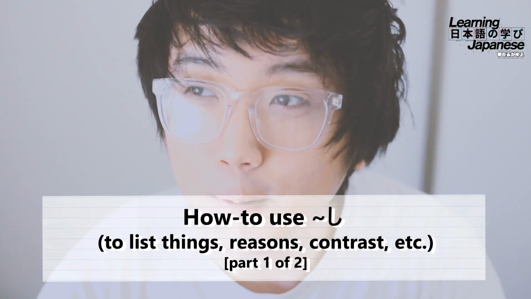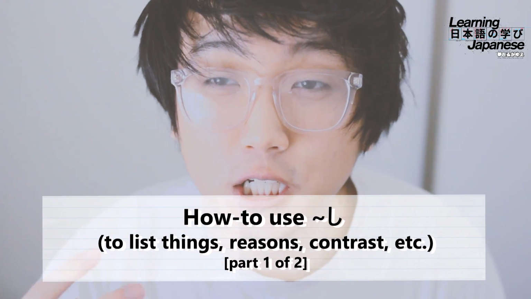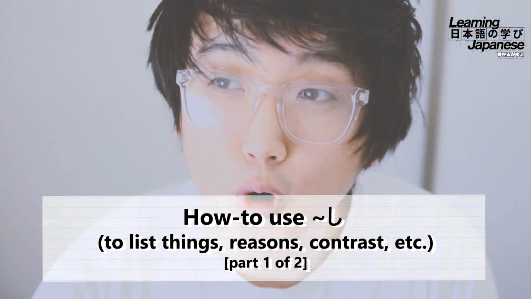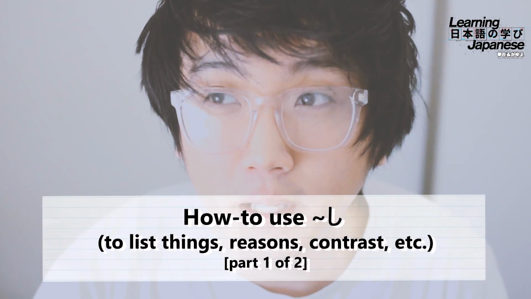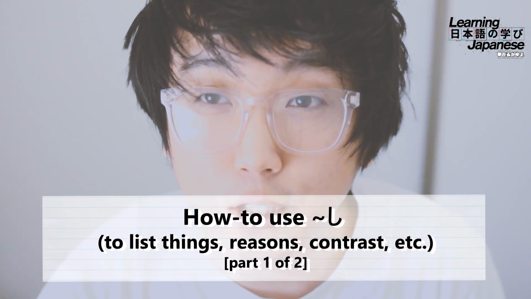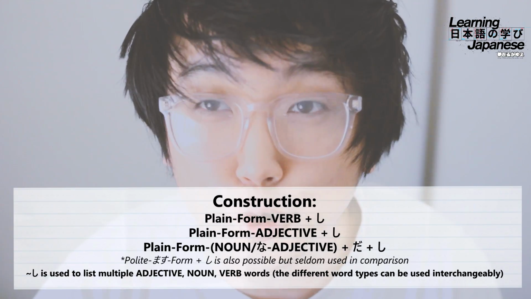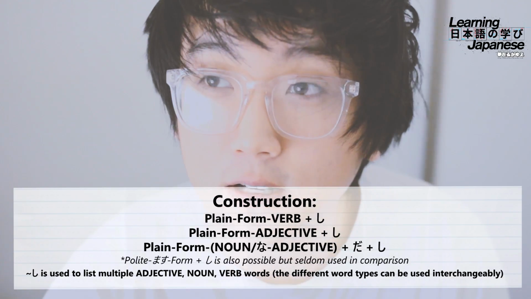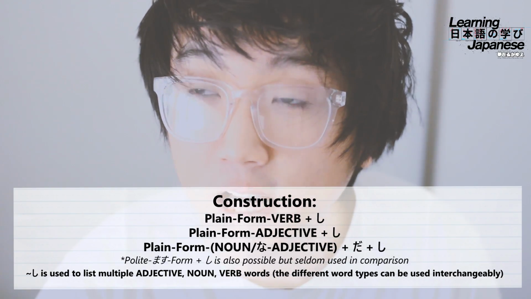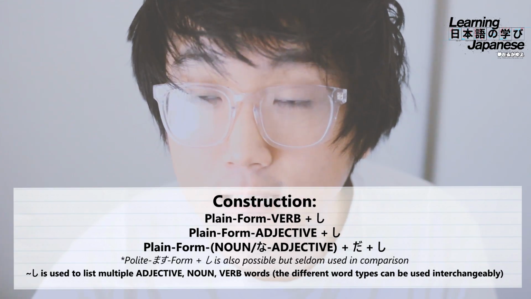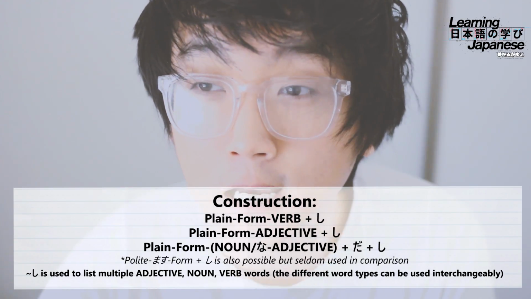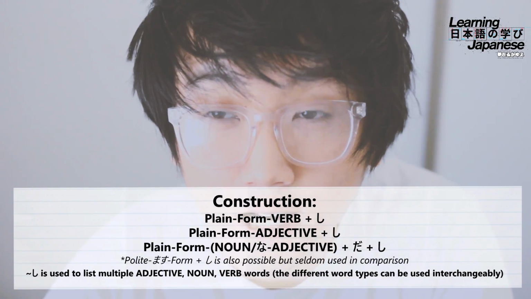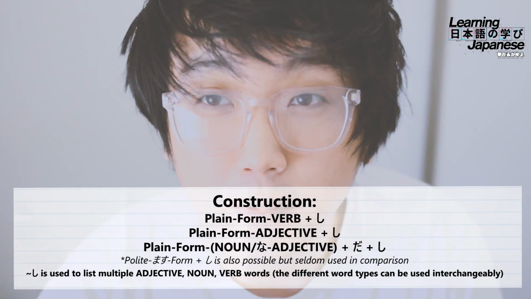So if we were to say what it generally is used for, the し grammar pattern is basically used to list things or to provide reasons for something or sometimes to contrast. So し can be used with all types of words, basically the three main types of words. You can use it with adjectives or nouns or verbs, and if you're using it to make a list and you're using multiple words with it, you can use those types of words interchangeably. So you can have an adjective and a noun and a verb, etc.